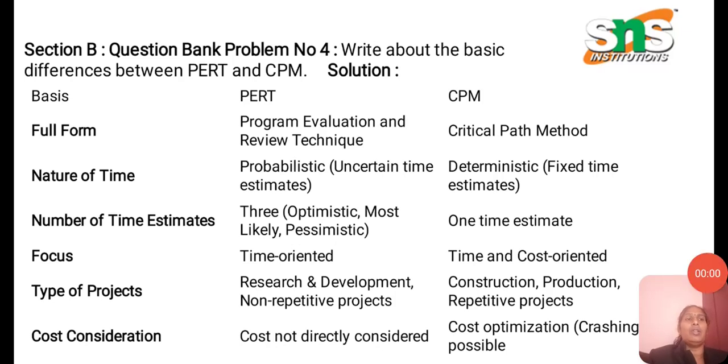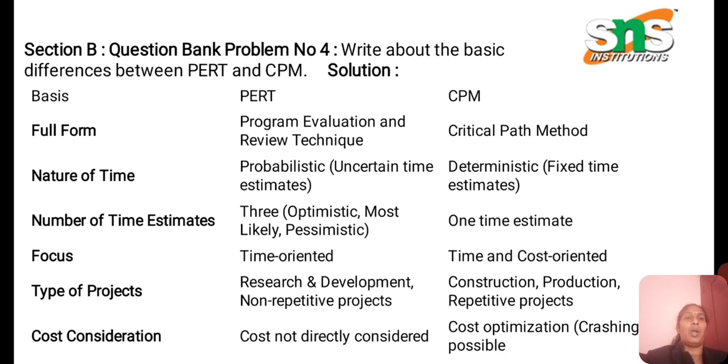Next, we are going to discuss the basic difference between PERT and CPM. We have already recalled the latest finish, earliest start, etc. In this video we are going to define the difference between PERT and CPM. The full form of PERT is Program Evaluation and Review Technique. CPM is Critical Path Method.